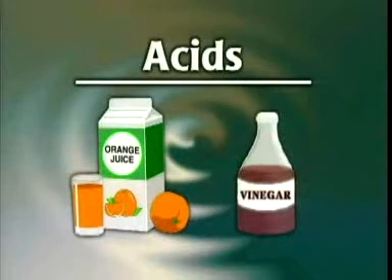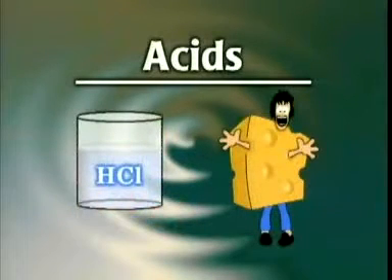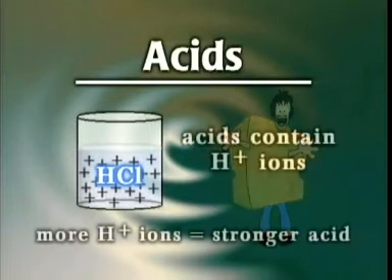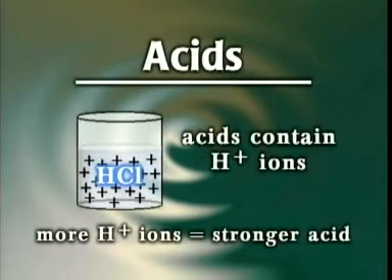You know what acids are. Some sour-tasting foods, like orange juice and vinegar, are weak acids. Strong acids, like hydrochloric acid, can definitely turn you into Swiss cheese if you swallow them. Acids contain positive hydrogen ions, and the more positive hydrogen ions there are, the stronger the acid.